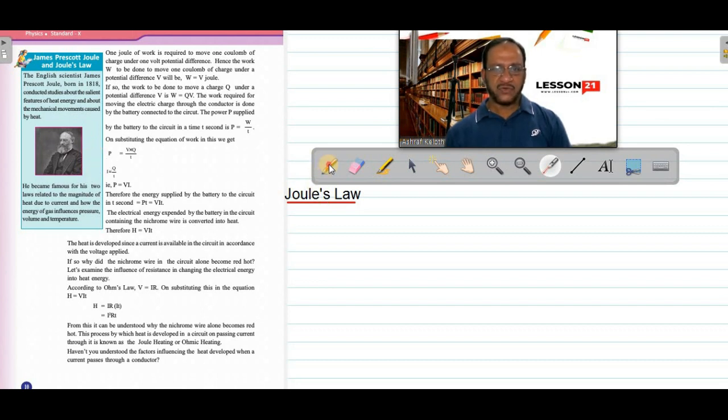Now we will derive Joule's law. From the previous explanation, we have the equation of potential difference V is equal to W by Q, and also the equation of current I is equal to Q by T. Current is charge by time, the total charge flowing in the total time, and potential difference is work divided by charge, the total work done per total charge flowing. We will take V equal to W by Q as equation number 1 and I equal to Q by T as equation number 2.